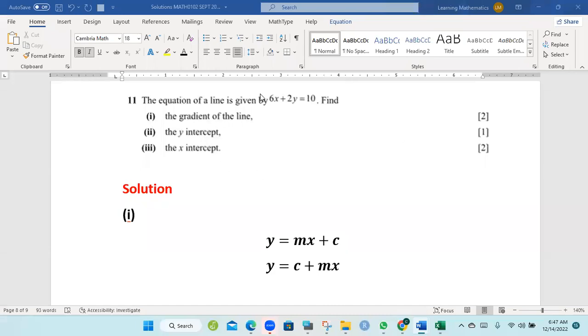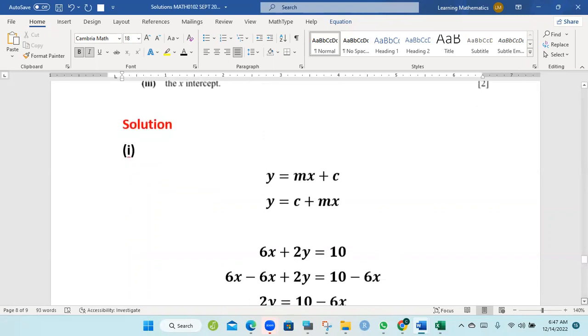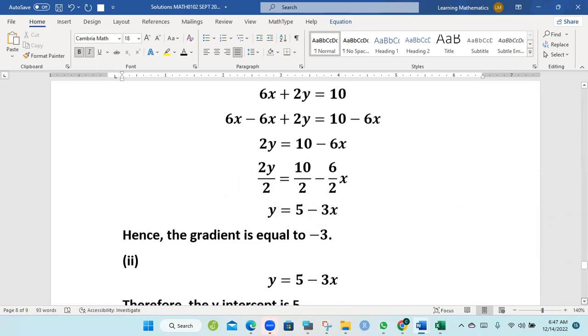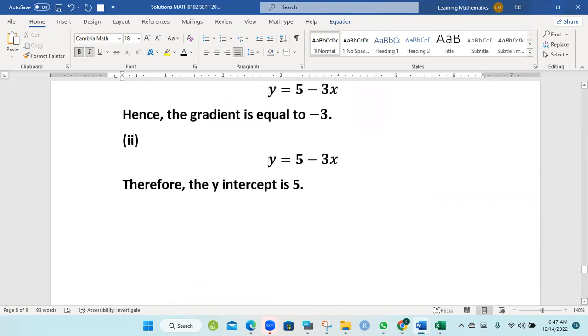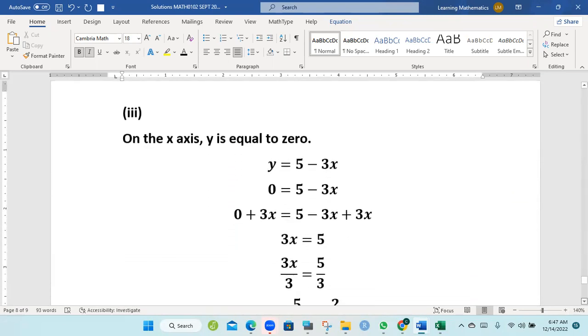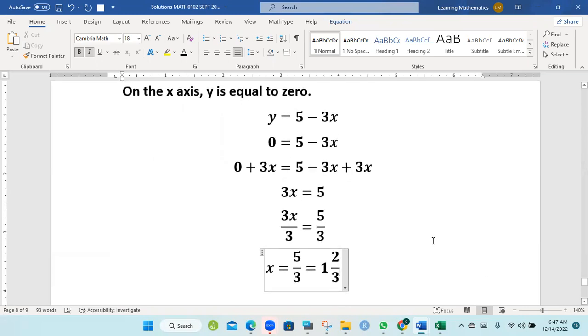So just to recap, we rearrange the equation to find the gradient. We make the equation equal to y is equal to mx plus c, or y is equal to c plus mx. To identify the gradient, we got the gradient to be negative 3. And then we can also identify the y-intercept, which is 5. And then the x-intercept is when y is equal to 0, and we found it to be 1 and 2/3.